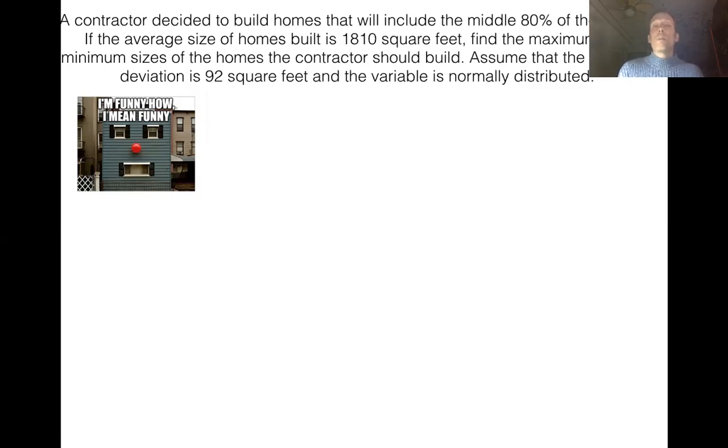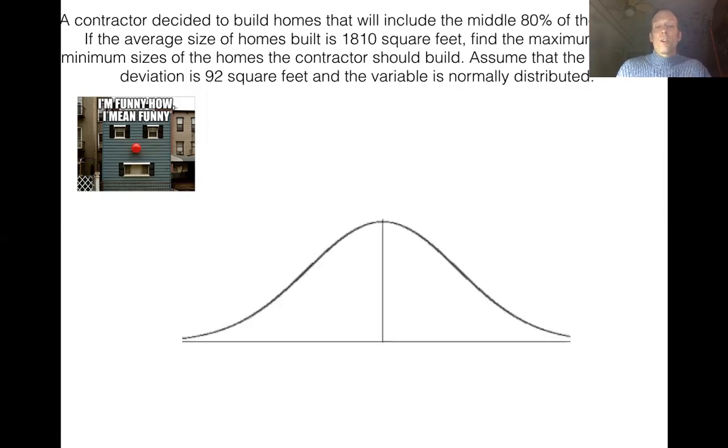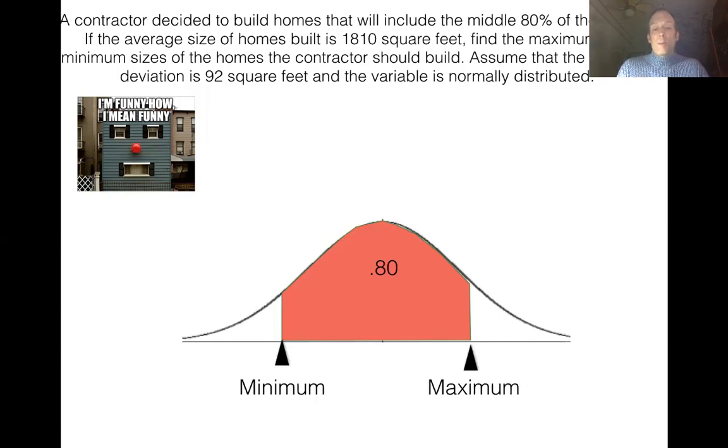And they need to figure out between what two square footages they should build so they capture precisely 80% of the market. Now, they've told us that we're normally distributed, so we're going to start by sketching a curve here. In the middle this time, we're going to shade the 80% of our curve. And on the low side and the high side of this red zone, we're going to find the minimum and the maximum. So what this means is we have to figure out what X value matches the minimum and what X value matches the maximum, so the contractor knows exactly what size homes to build.